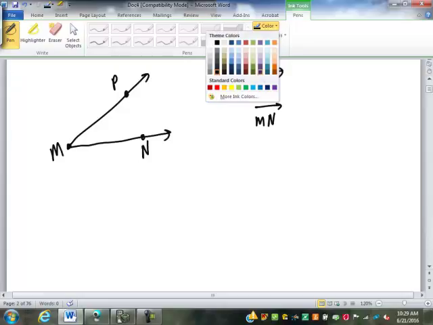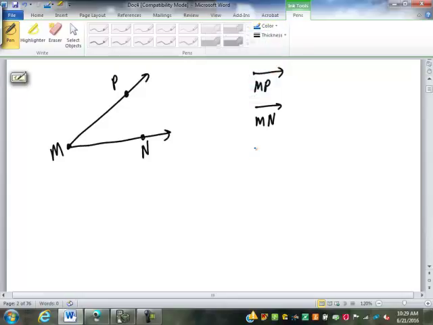And these two rays form an angle. And to name an angle, I use this symbol, which is the angle symbol. I name the point on one side. So I'm either going to go with P or N. The middle letter has to be the vertex, which is the M. And then I have to name the other side. So this angle could be called angle PMN, or it could be called angle NMP. Name one side, the vertex, and then the other side.